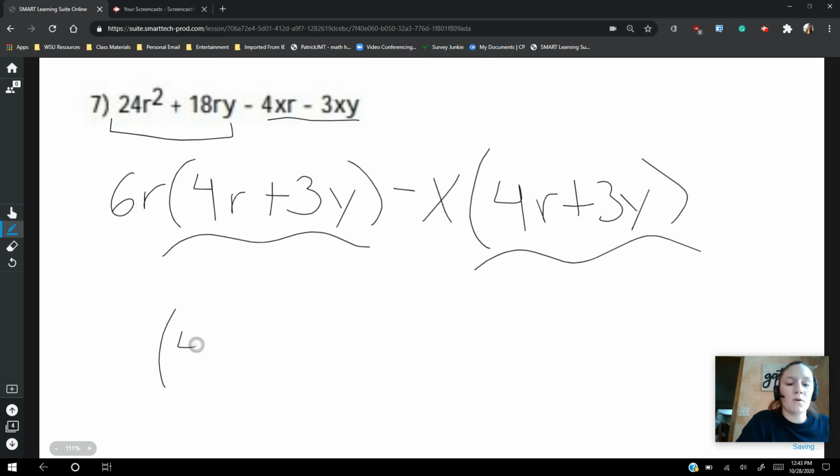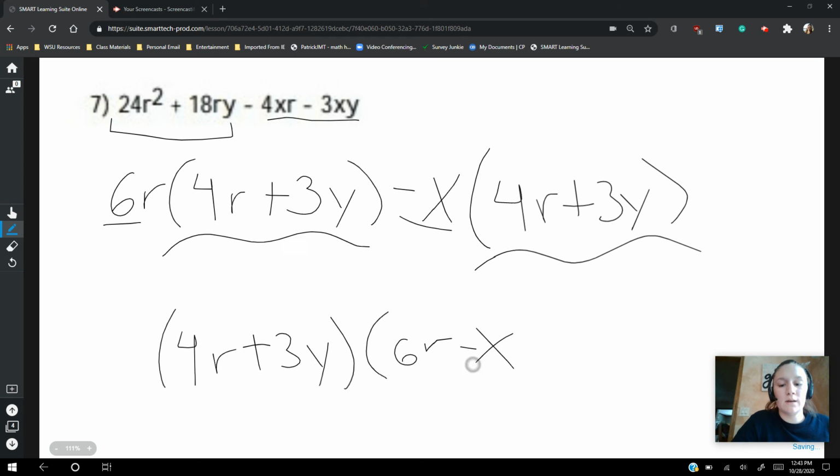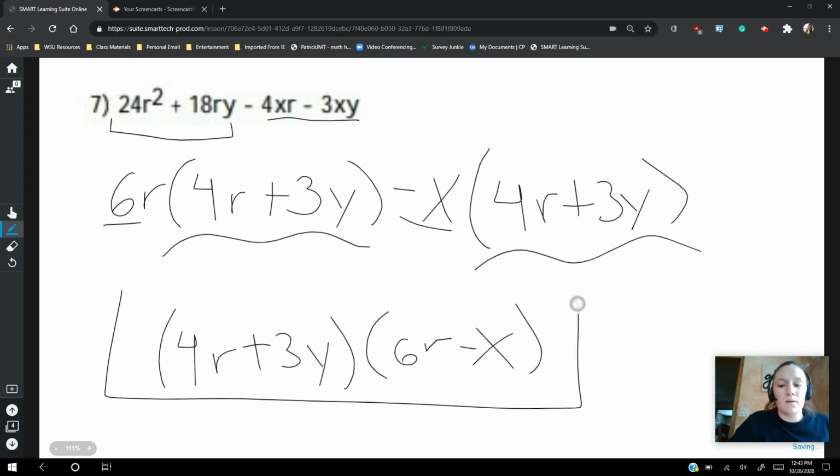So then we have 4r plus 3y times the 6r minus the x. So 6r minus x. And that is number 7. In the next video, we'll go over the next examples.